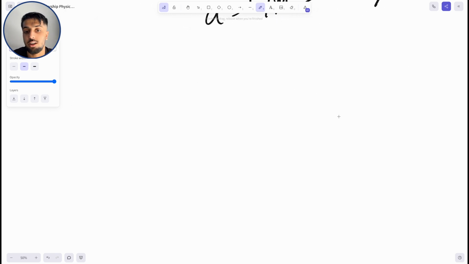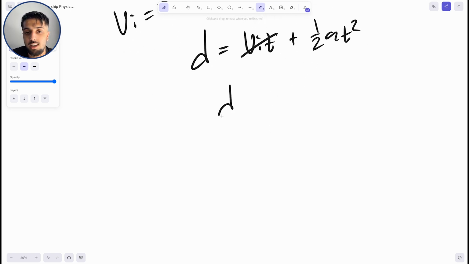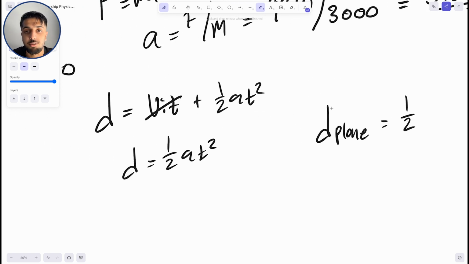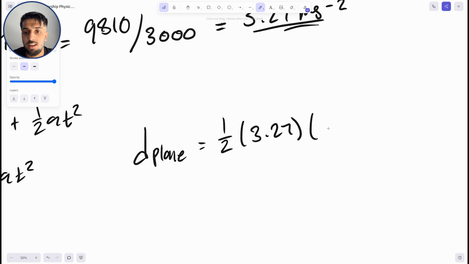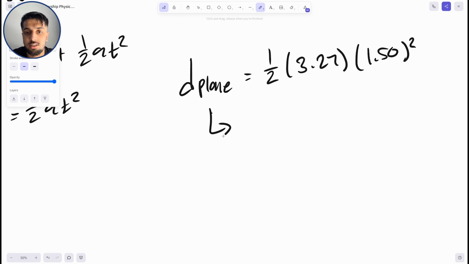Okay, so to calculate the distance, we can use the kinematic equation s equals v_i t plus half a t squared. As v_i initially is equal to 0, this cancels out, and we get our distance is equal to half a t squared. Now we can get the distance of the plane, and that's going to equal half our acceleration, and our t is 1.5 seconds, and that gives us a distance of 3.68 meters.